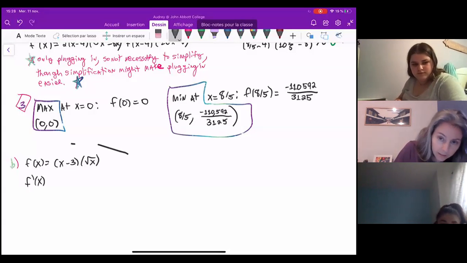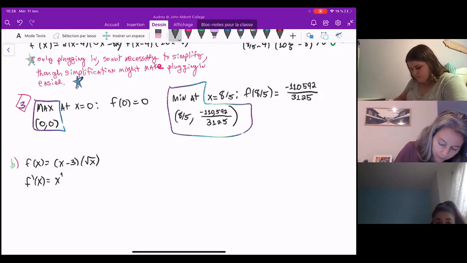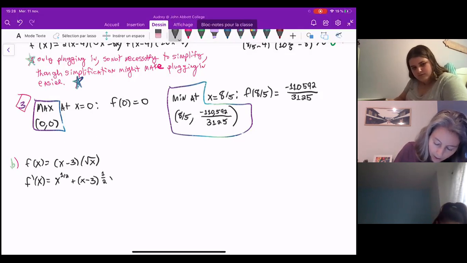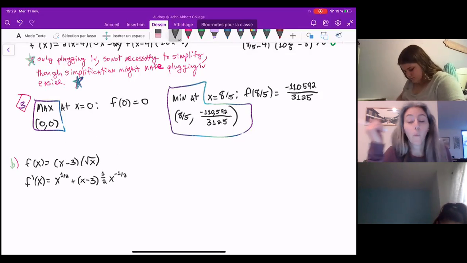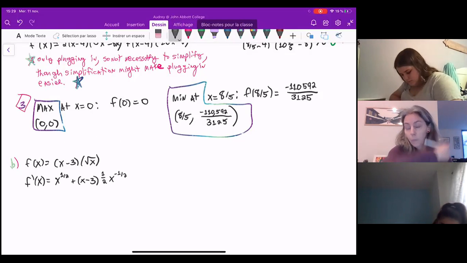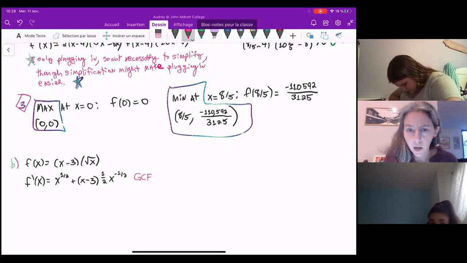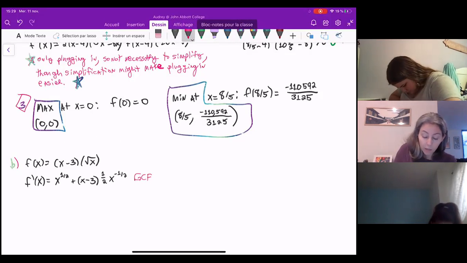So f prime of x, I'm seeing that you guys have the square root of x, so x to the 1/2, plus x minus 3 times 1/2 x to the negative 1/2. What you should be doing now is trying to find a greatest common factor. What is the greatest common factor here? Nope, not quite. Remember, if I'm looking at the left side and the right side, the only thing I have on the left side is that x to the 1/2. So that's x. You guys got it, good.